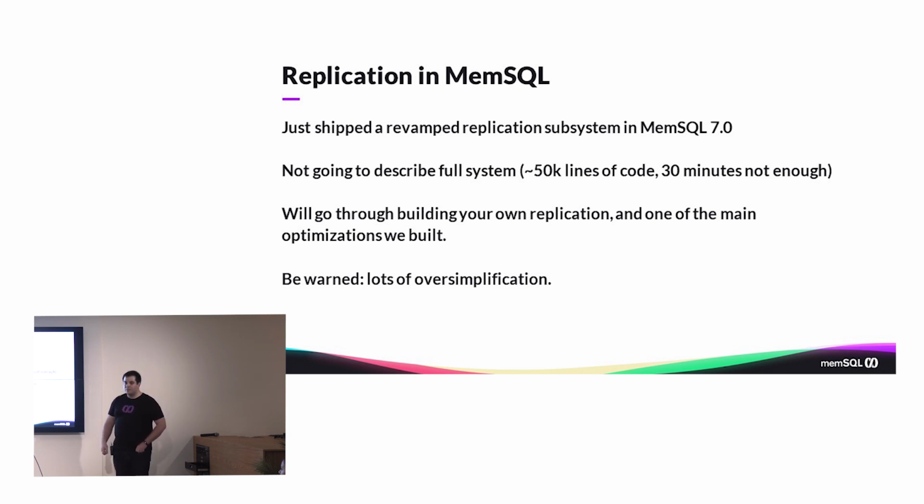But I will go through how you would build a replication system of your own. And I'm also going to go into some detail into one of the optimizations we made to make our new replication system very fast. Again, be warned, there's going to be a lot of oversimplification. I'm going to gloss over things like failures. I'm pretty sure about 2/3 of those lines are failure handling so that things don't blow up. But let's go into it.